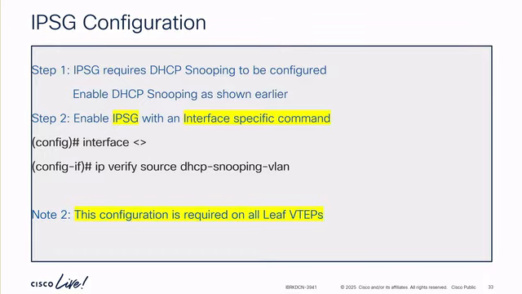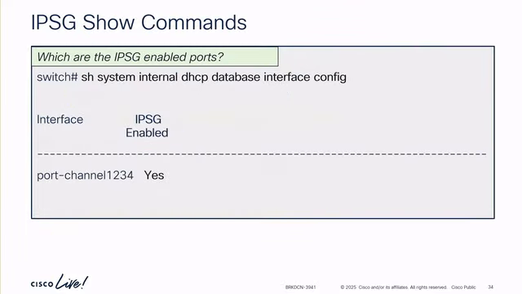What are the commands to configure IPSG? You first enable DHCP snooping because that's the most important thing. That's how you get your database in the first place. And then on a per-interface basis, you enable this feature, saying that on these interfaces I choose to turn IPSG on, which would be all the access interfaces on that particular VTEP. And like the last time, you need to do it on all the leaf VTEPs because you need to take host moves into consideration. So you cannot localize it to a particular VTEP when you talk about VXLAN.